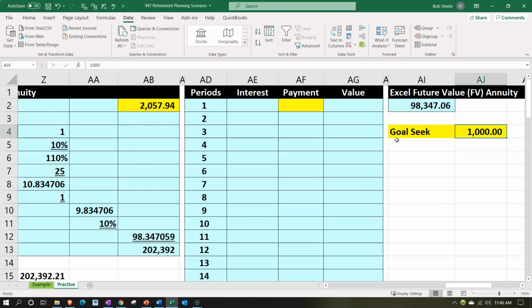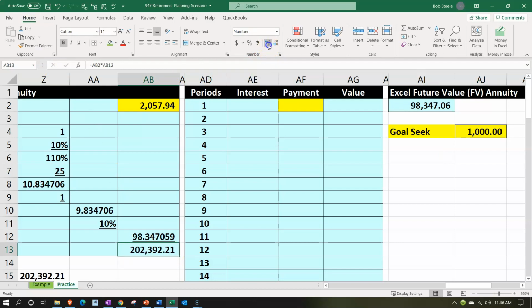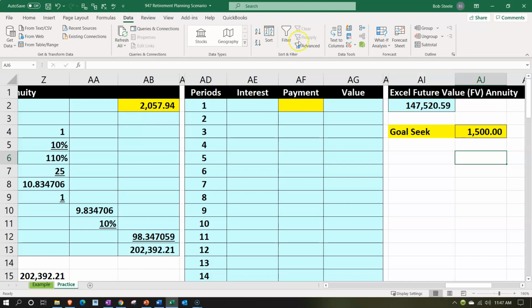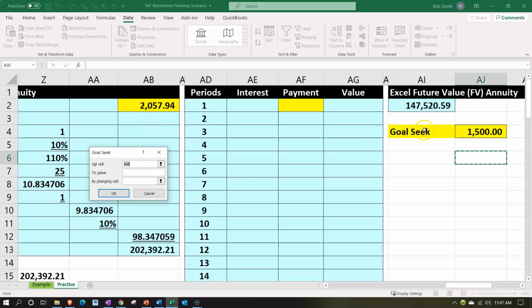And we know where that needs to be. That needs to be at this 202,392. I'm going to add a couple decimals, Home tab, numbers, add a couple decimals down here. That's where we want it to be. We could do that manually by saying, well, what if I go 1,500 and then increase it up manually? Or we can let Excel do that using Goal Seek by going to the Data tab up top, Forecast, What-If Analysis, Goal Seek, and then we want to set then this cell to be 202,392. Hold on, I think my finger hit something funny.